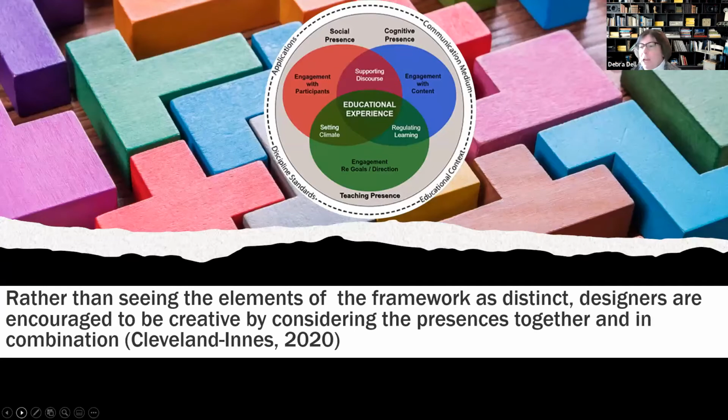But we want to move to talking about, so what about the emotions? Well, when you look at the 3 core presences, you definitely don't see one labeled as an emotional presence. But all of the key foundational scholars like Randy Garrison and Terry Anderson that developed the framework have always, all along, said that you should never see the framework as separate parts, and that the elements shouldn't be seen as distinct, but you're encouraged to be creative by considering the presences together and in combination. And that's what we're ultimately going to do today.